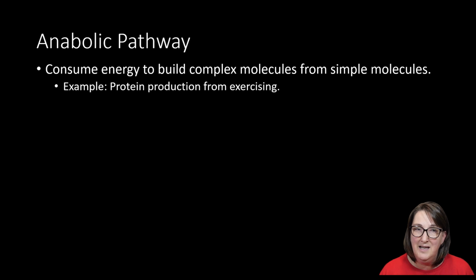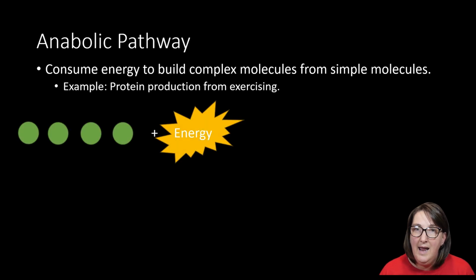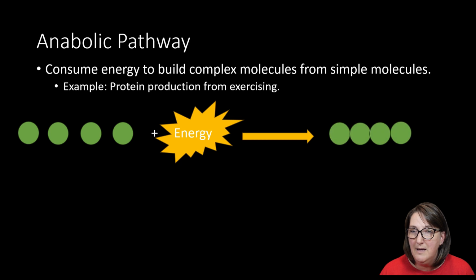Anabolic are pieces that come back together. So you're going to bring in energy, or consume energy, to build a more complex molecule from simple ones. An example would be protein production from exercising. I have to take all these different pieces and put them together as one. So I need to add energy to that to make it all into one piece.